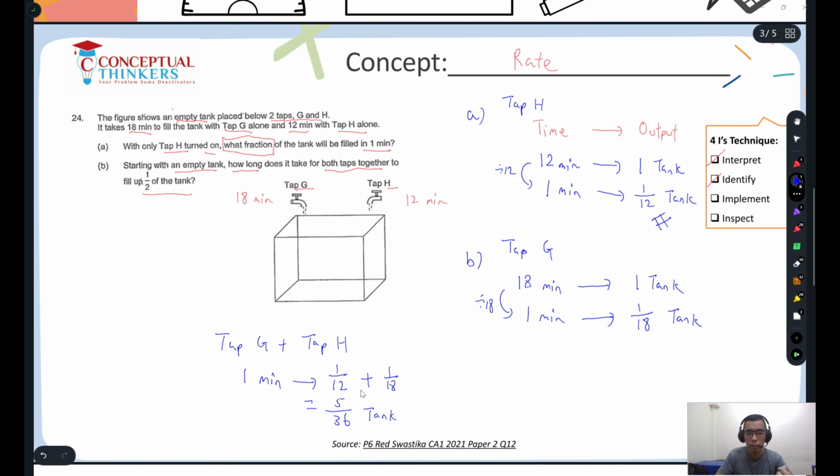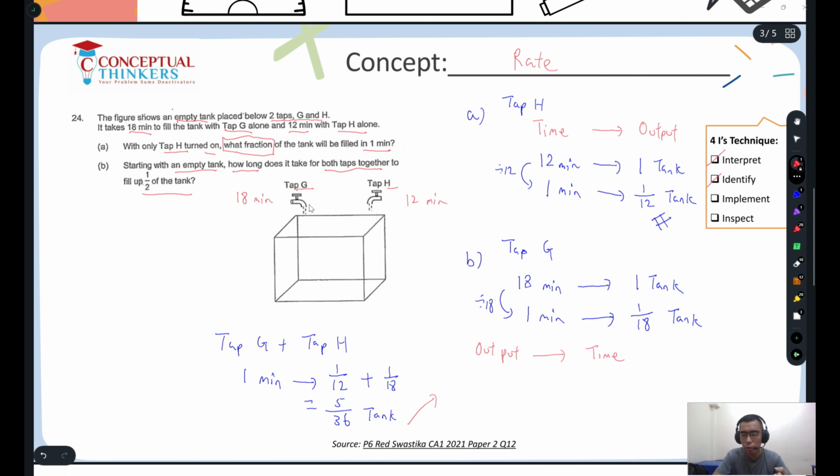Now the next step will be the one that helps you to solve the question. What I would like to do is a swap. Instead of doing time against output, I'm going to do output against time.